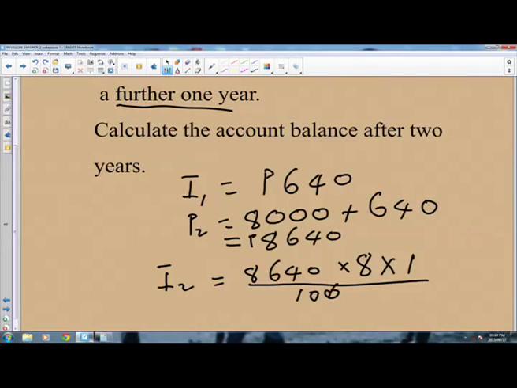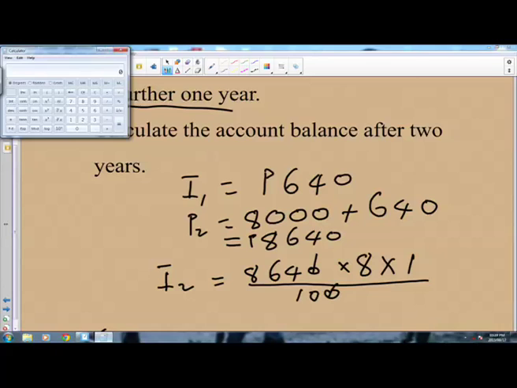And then the 10 will cancel the zeros here. And then we are having 864 times 8 times 1 divided by 10. So we can take our calculator and then multiply this. It's 864 times 8 divided by 10. Then the answer is 691 pula 20 tebe.